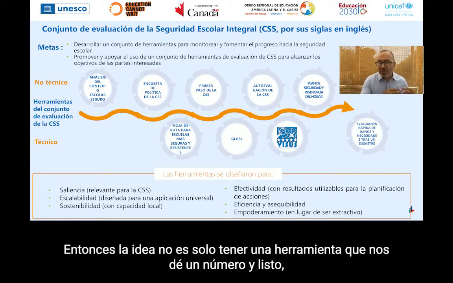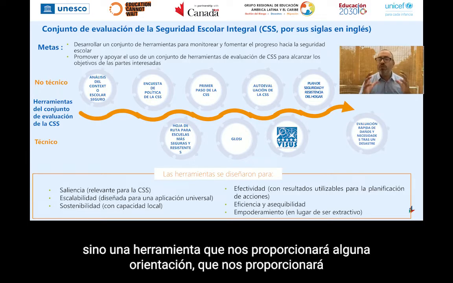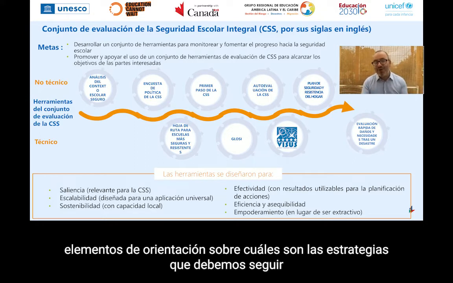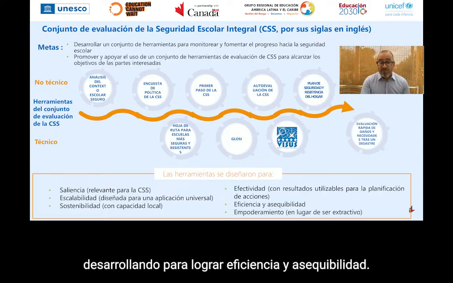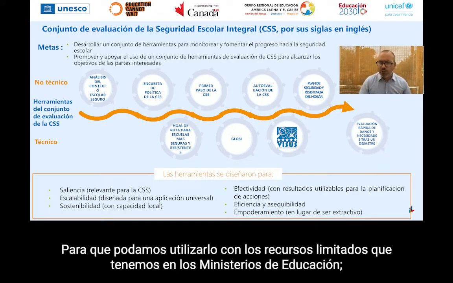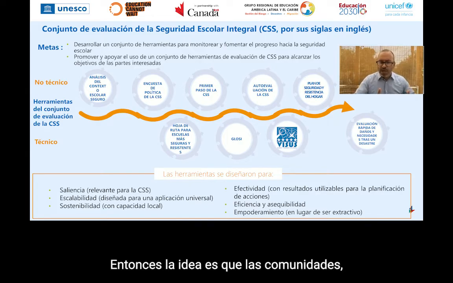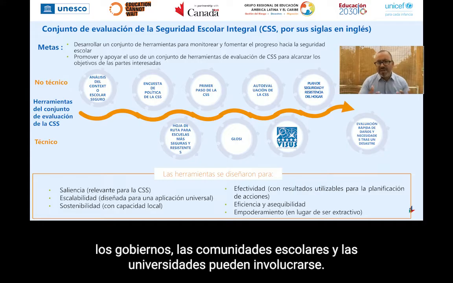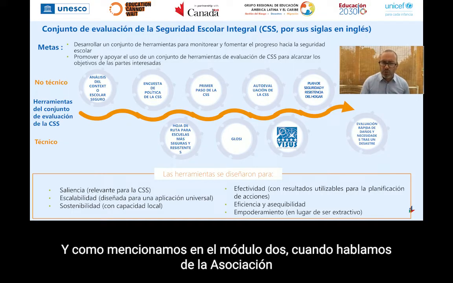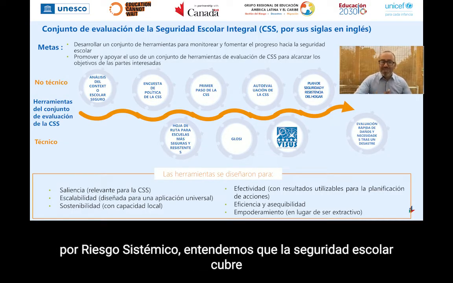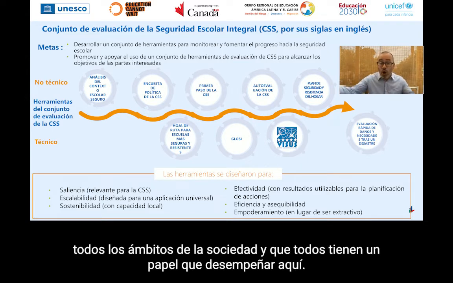So the idea is not only to have a tool that will give us a number and that's it, but a tool that will provide guidance about what strategies we should be developing. Also efficiency and affordability, so that we can use them with the limited resources that we have at the Ministries of Education, and empowerment rather than being extractive. So the idea is that governments, schools, communities, and universities can get involved. And as we mentioned in Module 2, when we were talking about the Partnership for Systemic Risk, we understand that school safety covers all the areas of society and that everybody has a role to play here.